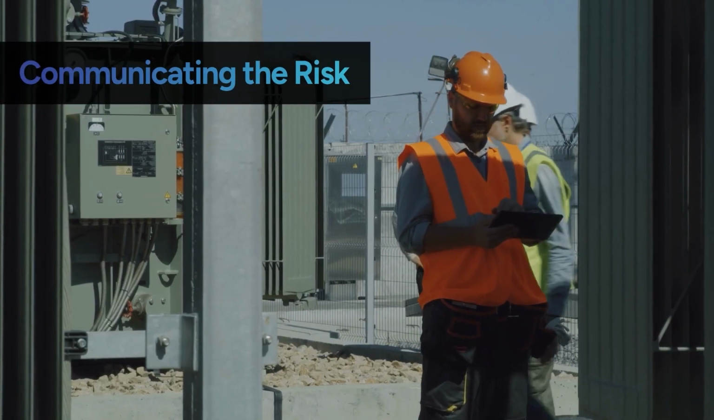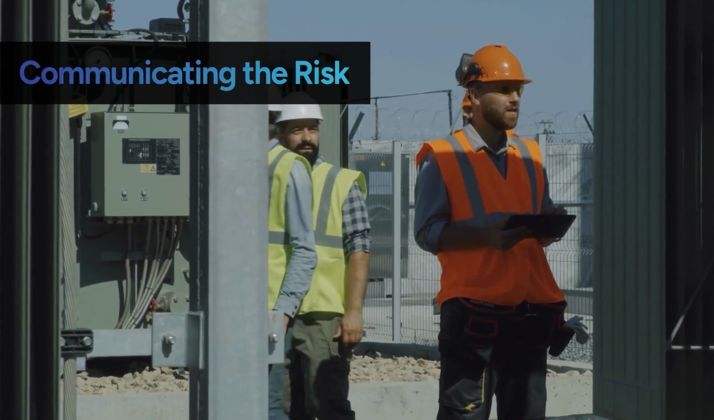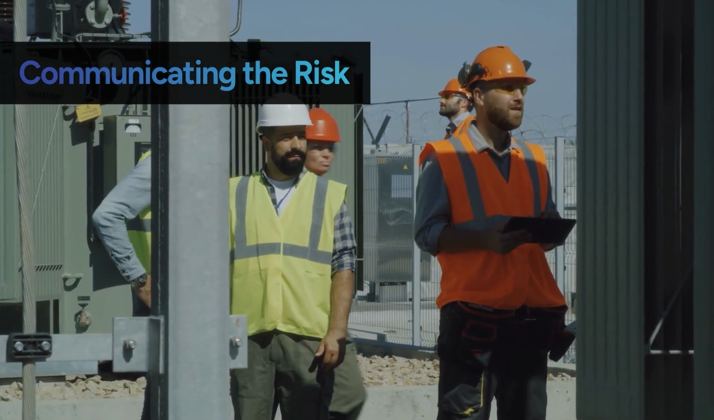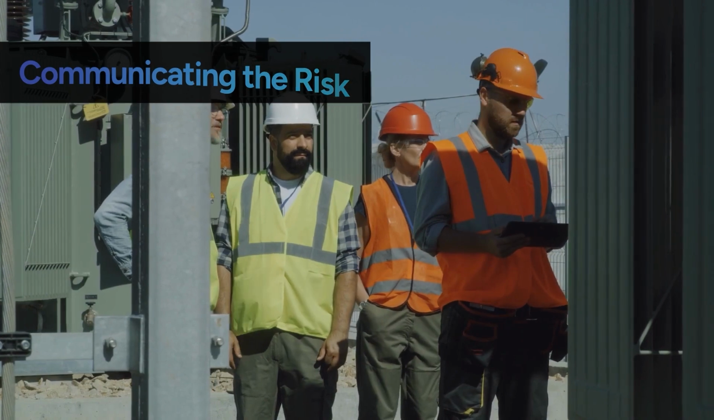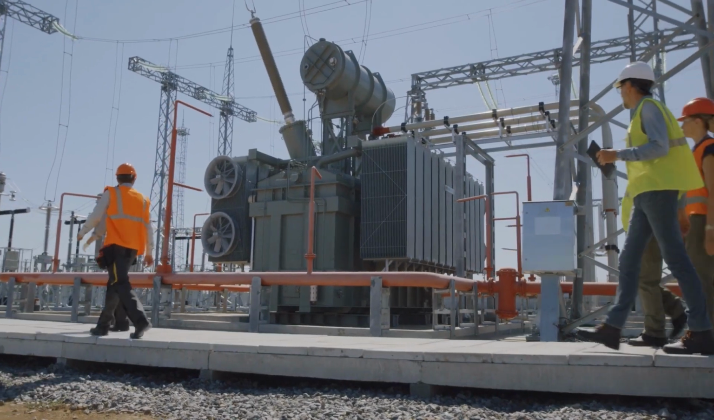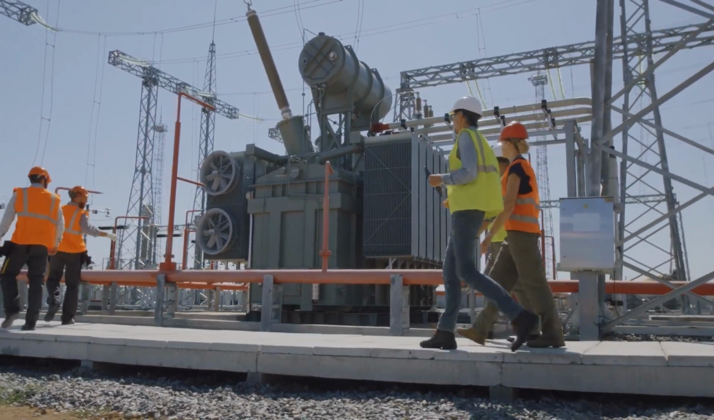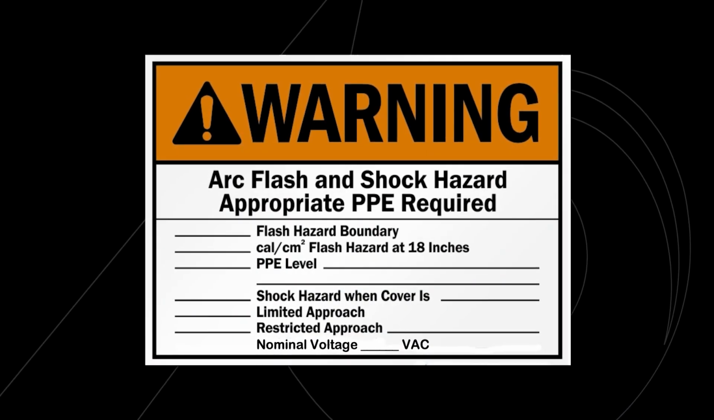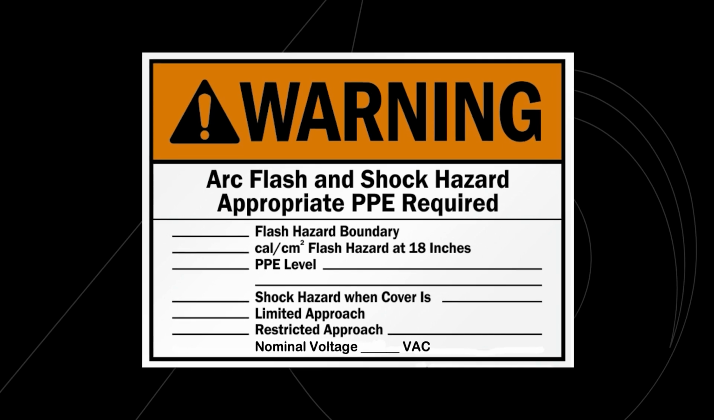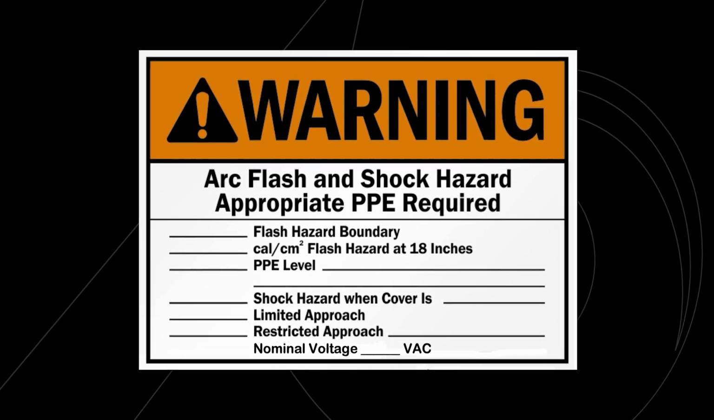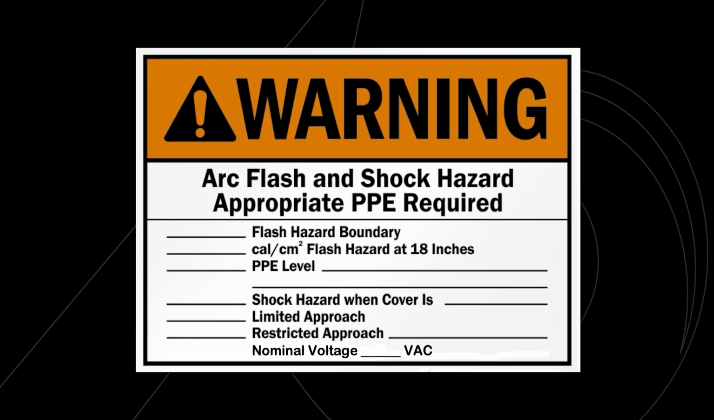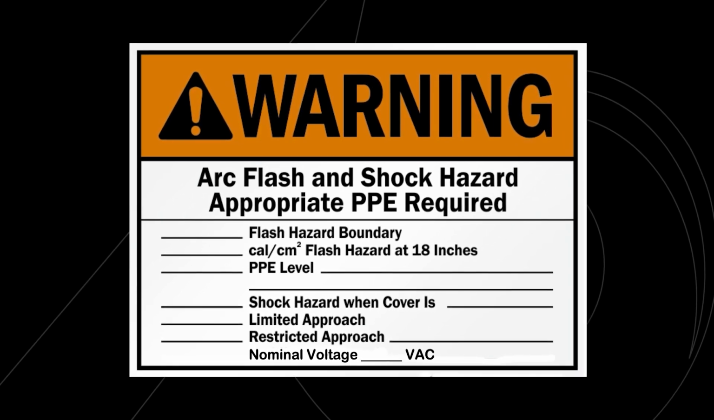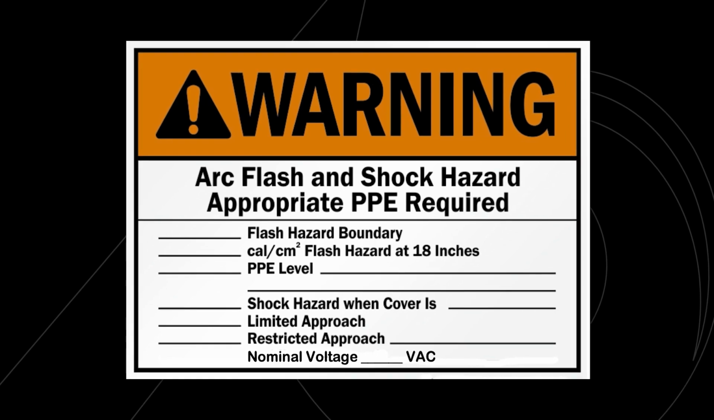Okay, you've completed your assessments, defined your boundaries, and determined what PPE and tools are required. Now you need to communicate the results directly on your equipment with safety labels. These labels help your team quickly understand the risks involved and make decisions based on their safety. At a minimum, these labels need to include the nominal system voltage, arc flash boundary, and either the available incident energy and corresponding working distance or the required level of PPE. It's also good practice to include any other helpful information, like the limited and restricted approach boundaries.